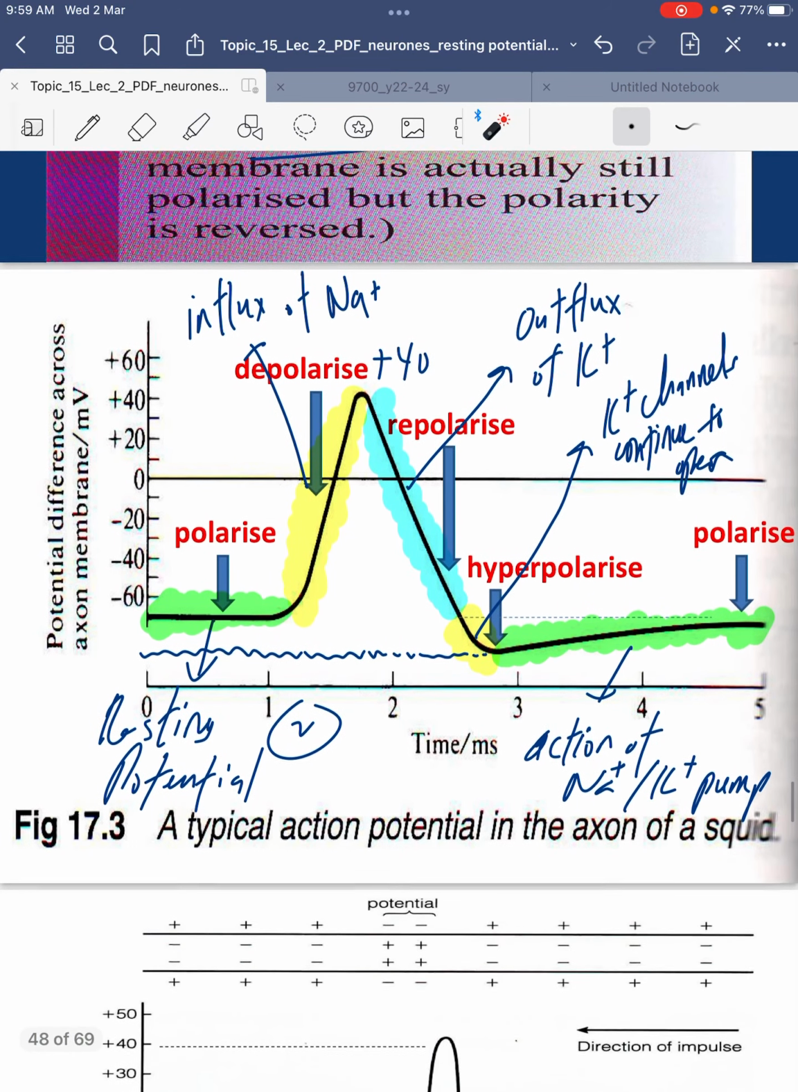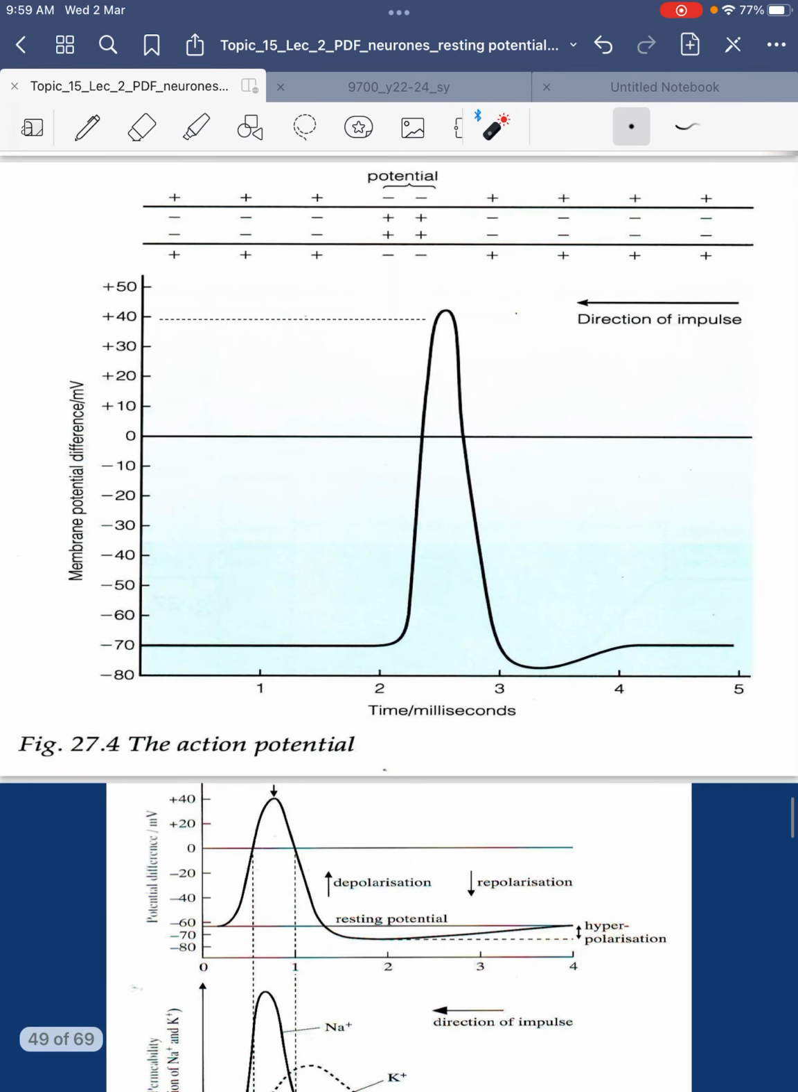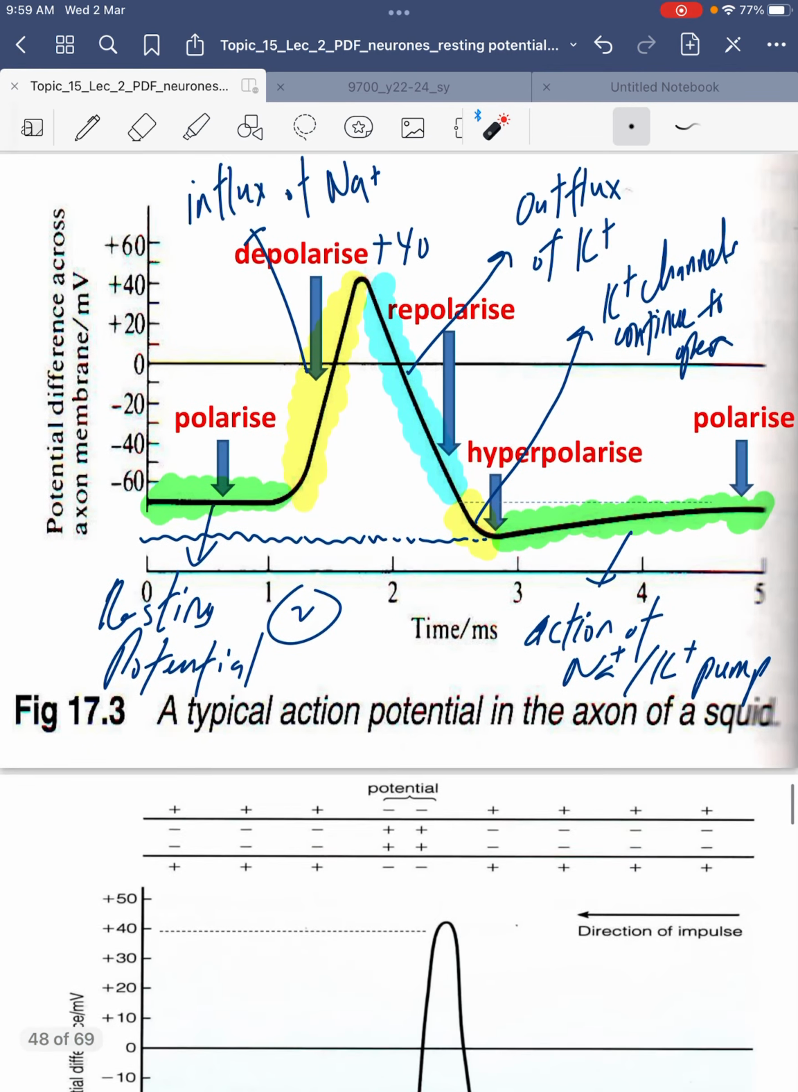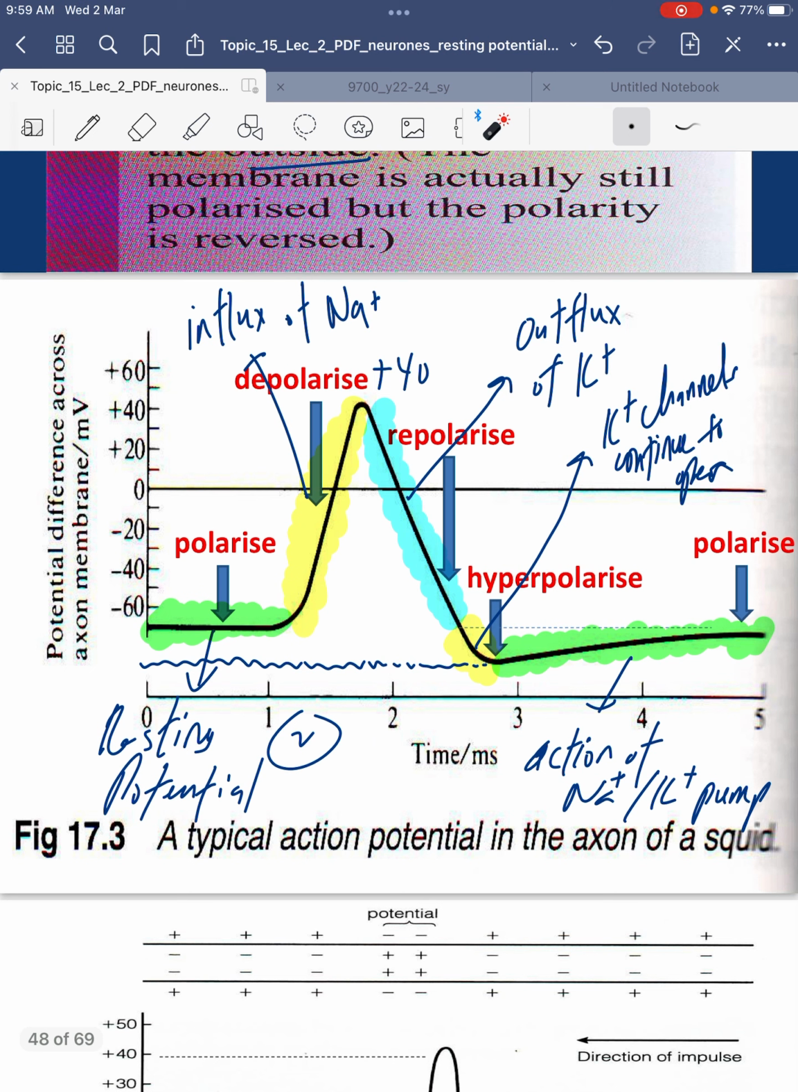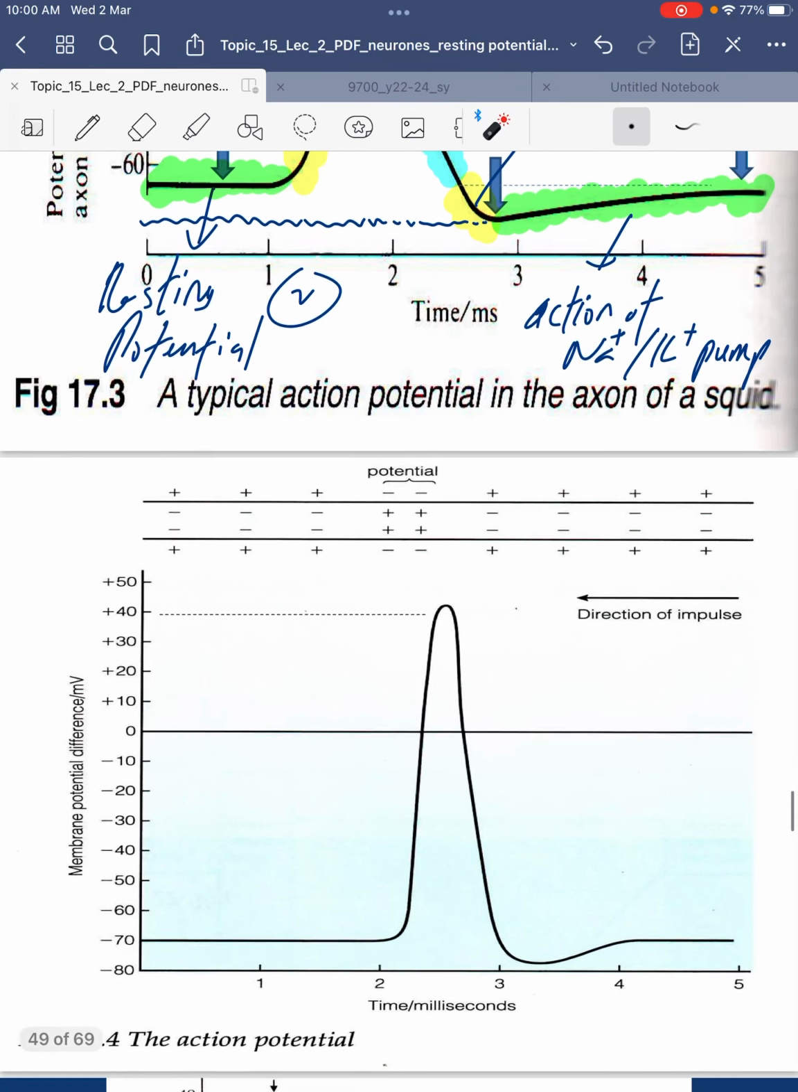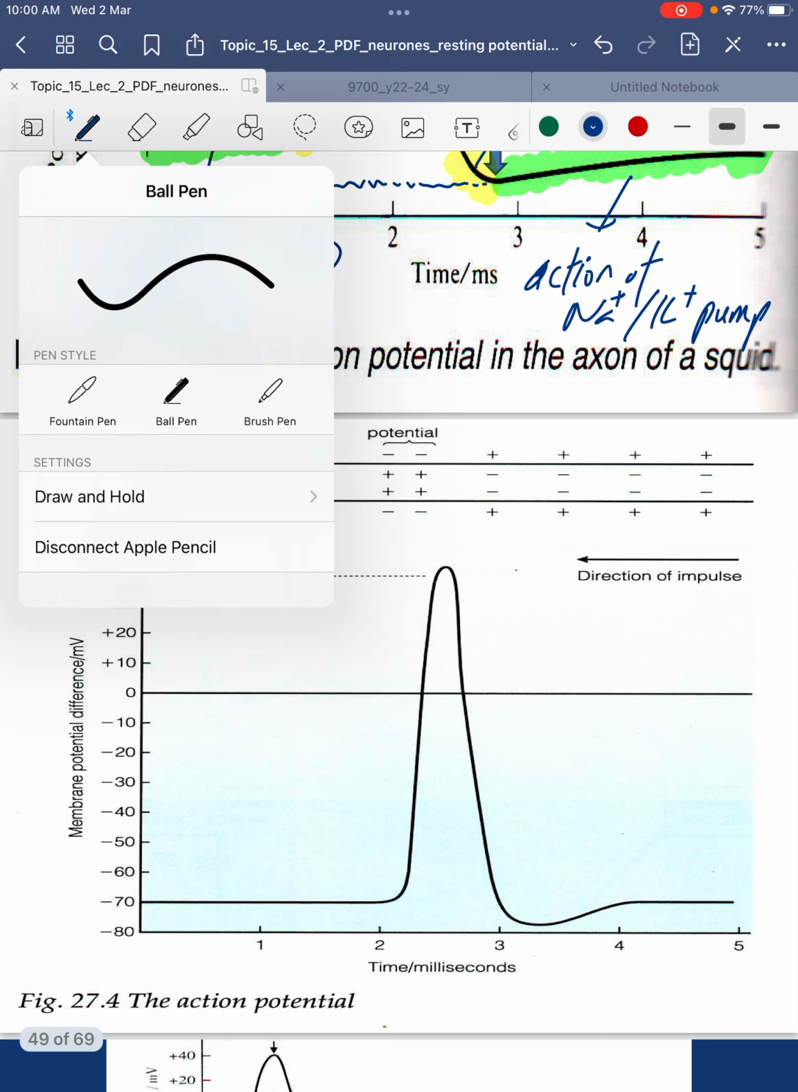Very, very crucial that you understand that, because in the exam, this is the sort of question they will ask you: the reason for each part of this graph, and then the state of the membrane. Is it polarized, depolarized, repolarized, or hyperpolarized? Okay, this is the one that I just showed you.